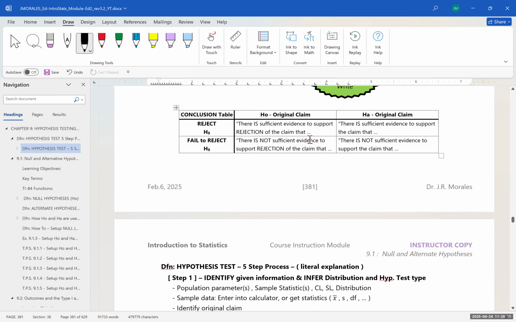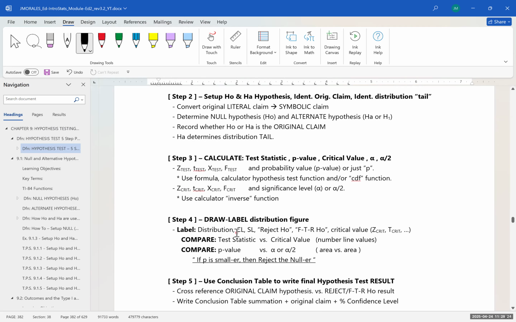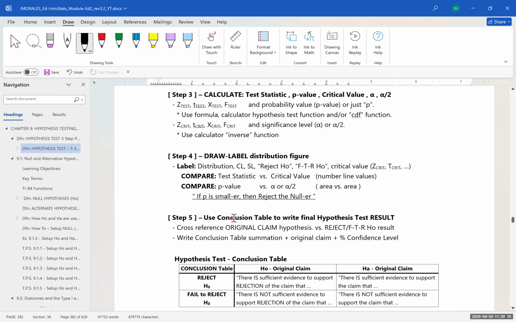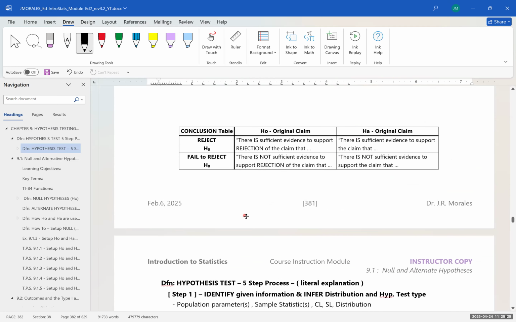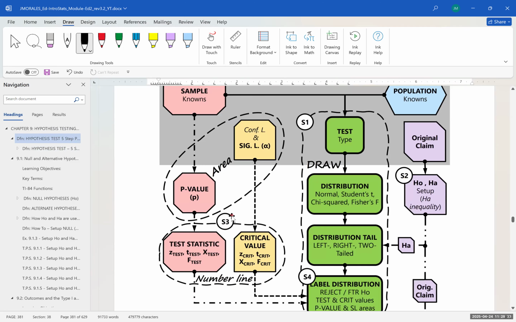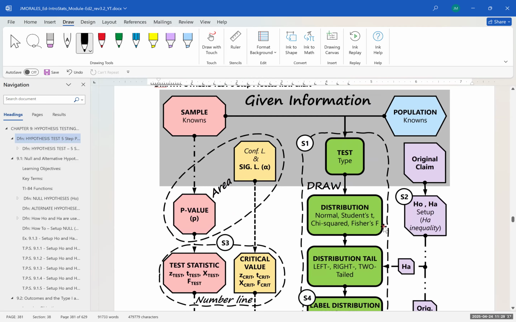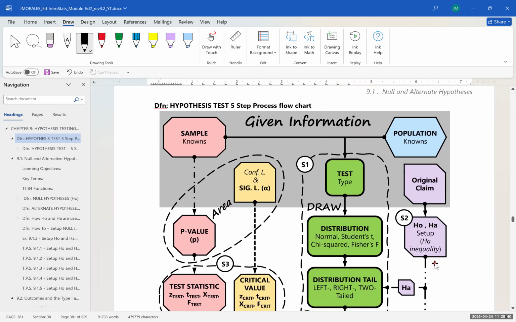But I've made those exact same steps, but now listed top to bottom in a more literal sense. Step 1, step 2, step 3, step 4, step 5. Okay, these are the same steps that you see up here in this graphic organizer. Step 1, step 2, step 3, step 4, and step 5. But let me use this graphic organizer really quick to show you maybe the things that you've learned already.